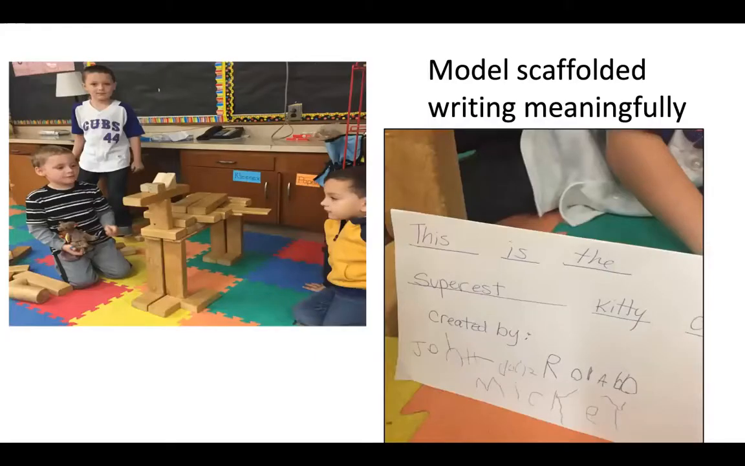This group of kids, we're trying to think about how to extend their play. So after they made this pretty awesome looking cat, we just did some scaffolded writing with them, and they wanted that sign to stay up for the rest of the day. This is the superest kitty. They were still at a point where they could only write their names, but they loved the fact that they had a sign.